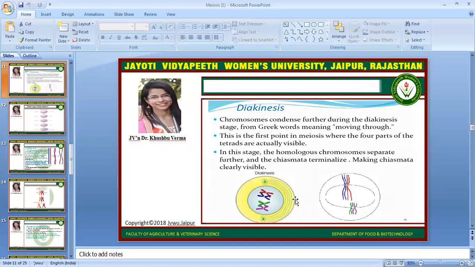Next one is the diakinesis process. The chromosomes condense further during the diakinesis stage, from Greek words meaning moving through. This is the first point in meiosis where the 4 parts of the tetrads are actually visible. In this stage, homologous chromosomes separate further and the chiasmata terminalize, making chiasmata clearly visible. Here we can see that 2 chromosomes are just attached at their telomere region, and that's why this structure is created, which is known as chiasmata.